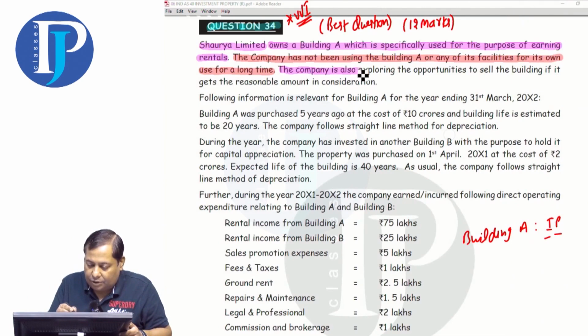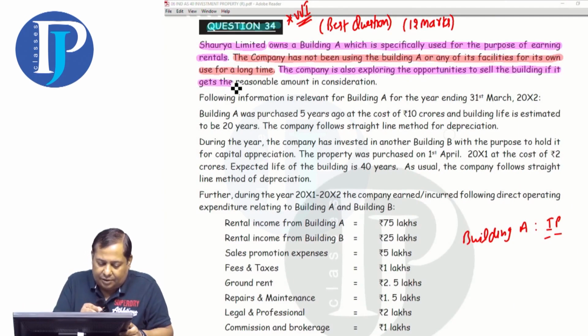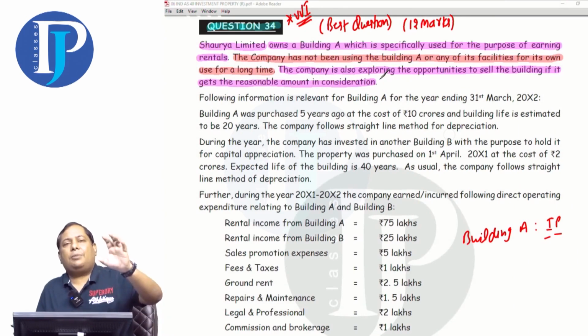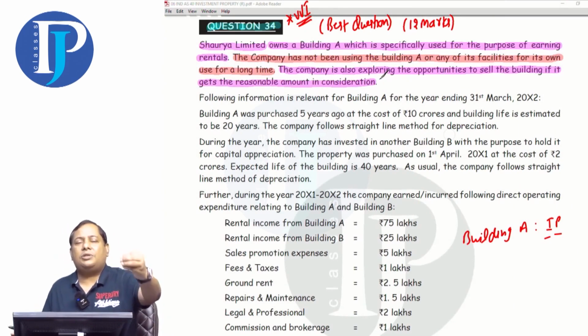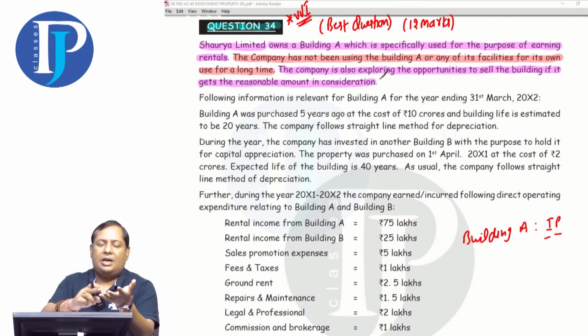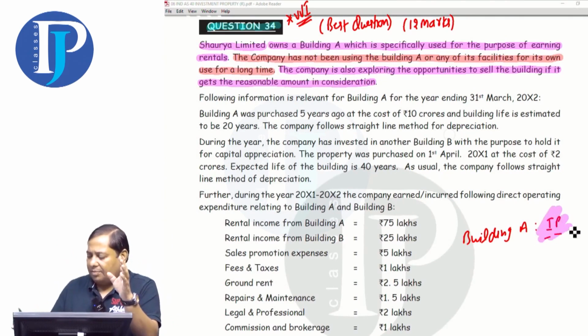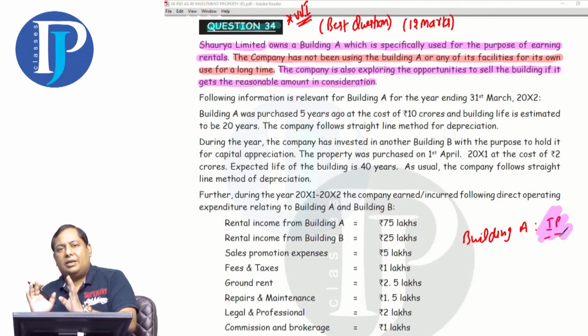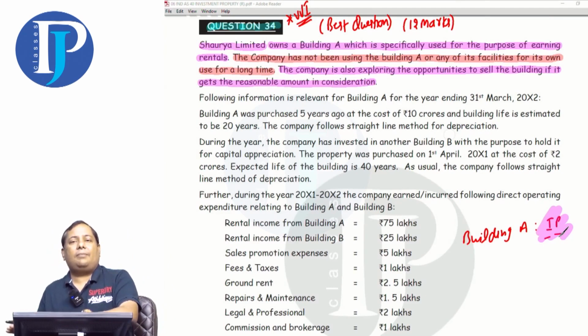Next, it is written here, the company is also exploring the opportunities to sell the building if it gets a reasonable amount in consideration, if they will get good appreciation. So they can sell this building as well. So whether you are going to consider rentals or appreciation of the building, both come under Ind AS 40. What I mean to say is that the building A will continue to remain under the heading of IP. It will remain under the IP. Both rental and appreciation purposes are being fulfilled.